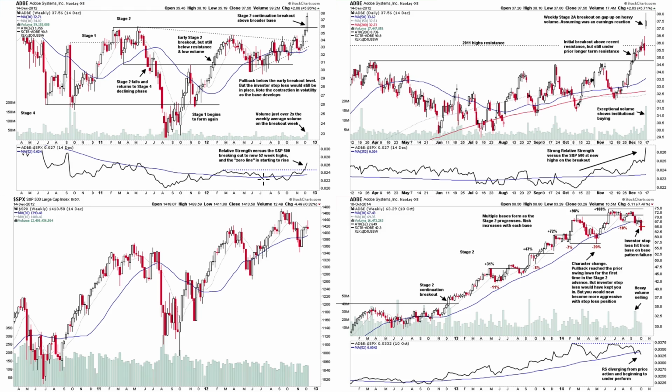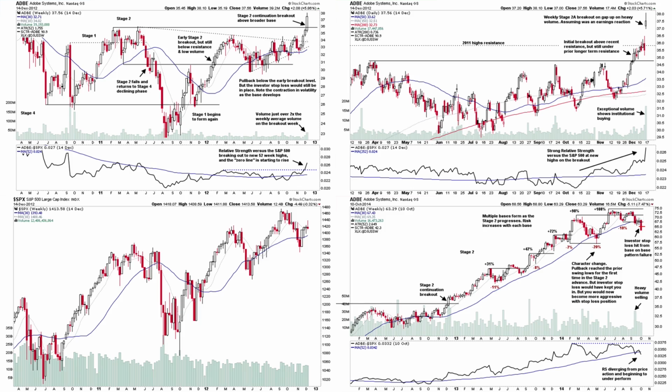But as you can see, the 0 line started to flatten out and curl upwards as we got nearer to the end, and the volatility in Adobe started to contract around the 30-week moving average and the 10-week moving average, and it started to get much tighter. And then we finally got the stage 2 continuation breakout at the end of 2012 here, with this 2 times volume coming in.